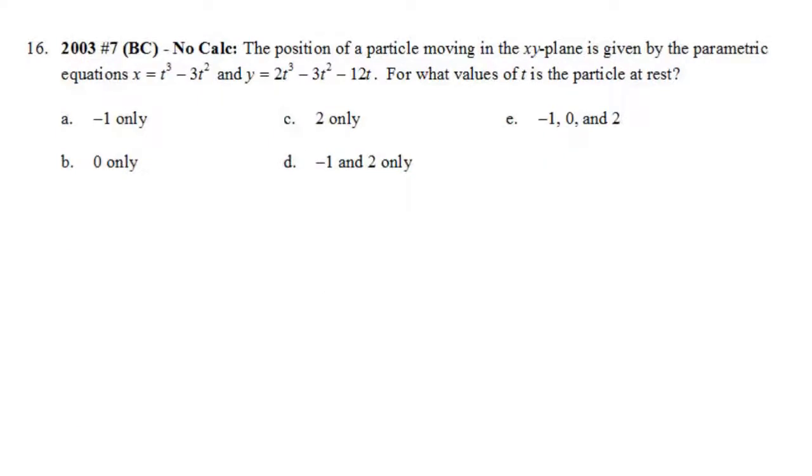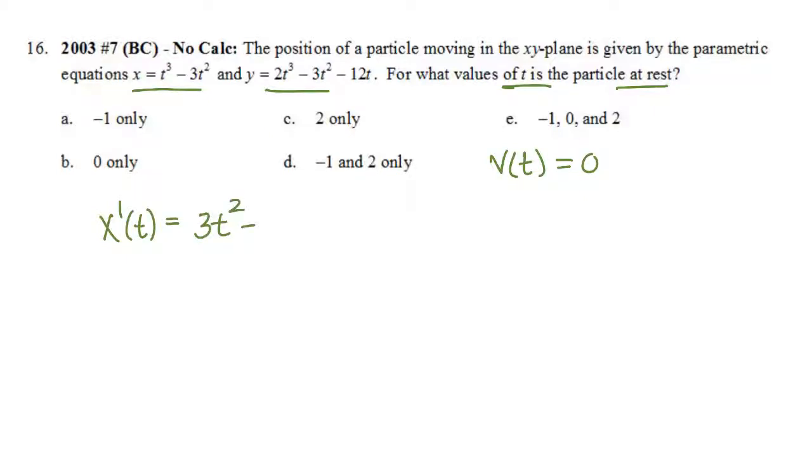Okay, so 16 is a non-calculator. And we want to know, we've got equations here and here, that's your position. For what values of t is the particle at rest? Again, we know the particle is at rest when velocity is 0. So to get to velocity from your position, we need to do our derivatives. So we need x prime at t is 3t squared minus 6t. And then y prime at t is going to be 6t squared minus 6t minus 12.